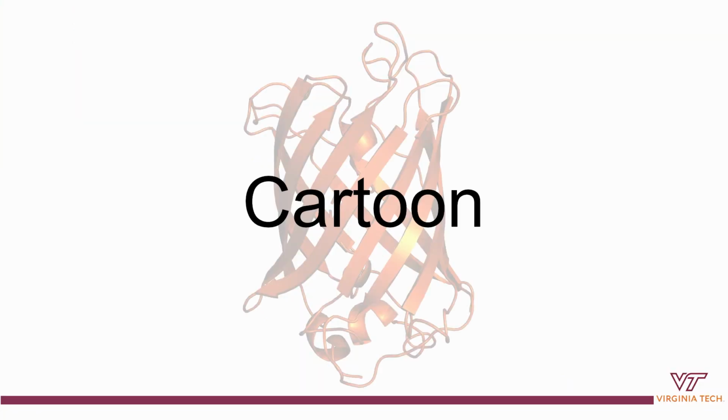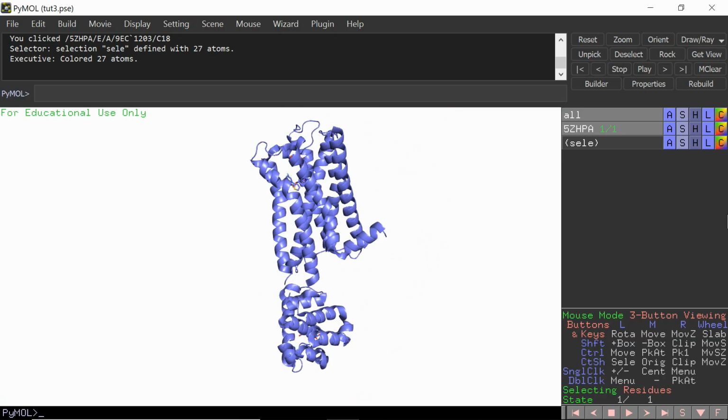Cartoon is the default representation type for nucleic acids and amino acids. It can't be used to show anything other than these two residue types, but instead of cartoon, ribbon is an option.